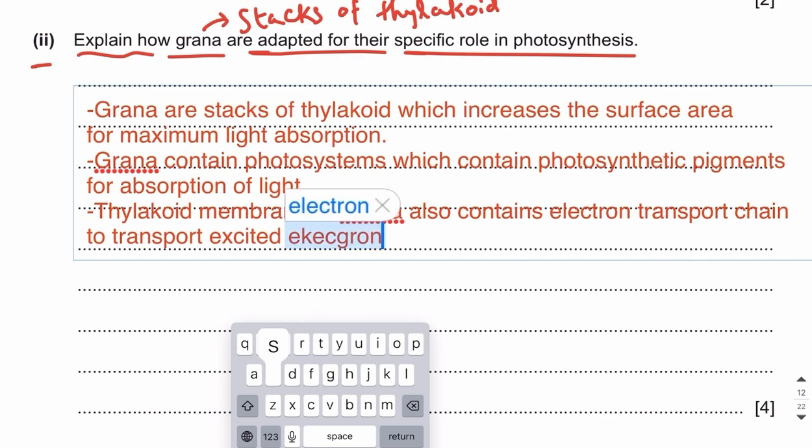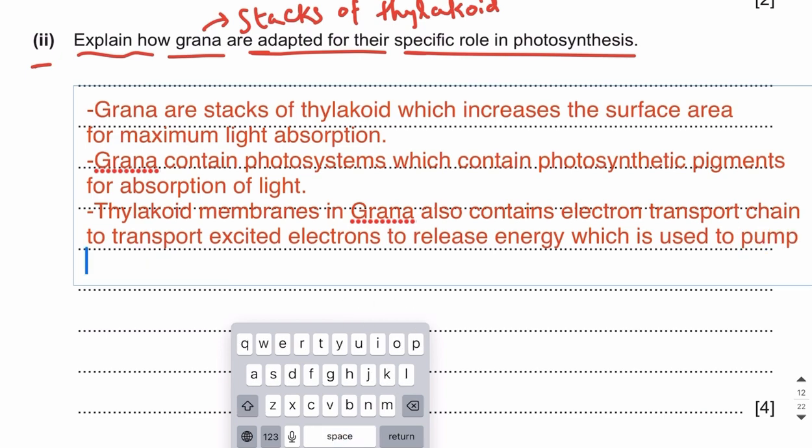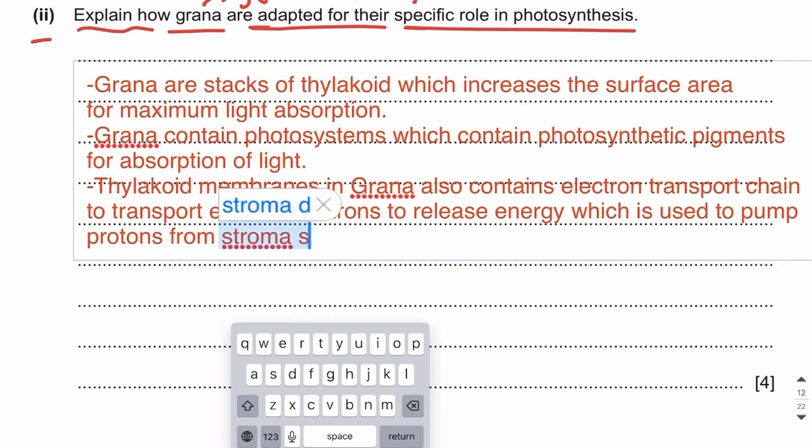As we all know, electrons are excited by the absorption of energy and released from the photosystems, right? These electrons are picked up by electron transport chains, which transport these excited electrons to release energy. Thylakoid membranes in the grana also contain the electron transport chain to transport excited electrons to release energy, which is used to pump protons or hydrogen ions from the stroma to the thylakoid space, setting up a proton gradient.